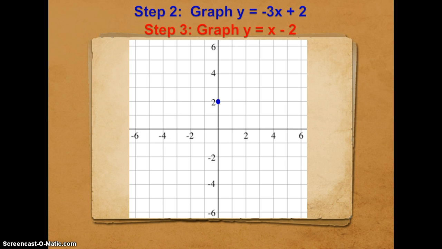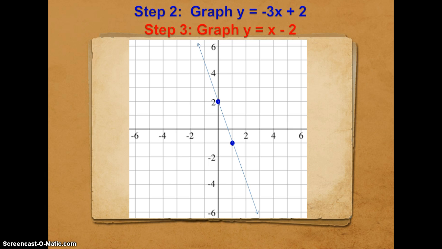Now, what do you do from there? Look at the slope. What is the slope? Negative 3. So what does that mean? Starting from that blue dot, where do I go? Down 3 over 1. There you go. Now you just connect the dots and you have your first line. Great. Now let's try graphing the second line.